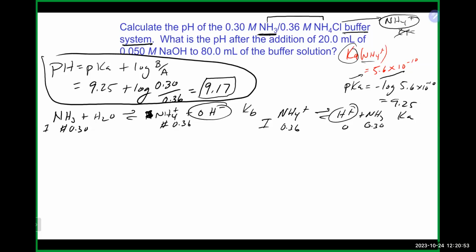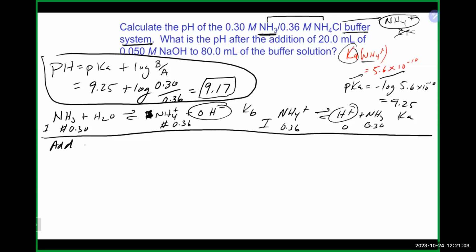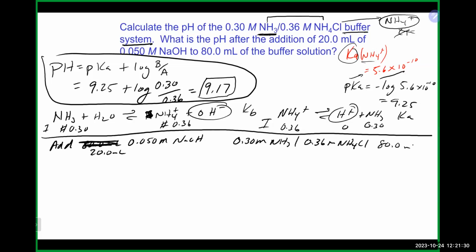Okay, so the second part of it is we're going to add some sodium hydroxide to this buffer. So we want to see what the pH is after we add, in this case, 80 milliliters of 0.05 molar sodium hydroxide to our 0.3 molar ammonia and our 0.36 molar ammonium chloride. And actually, that's the wrong way. We're going to add 20 milliliters of this to 80 milliliters of our buffer here.